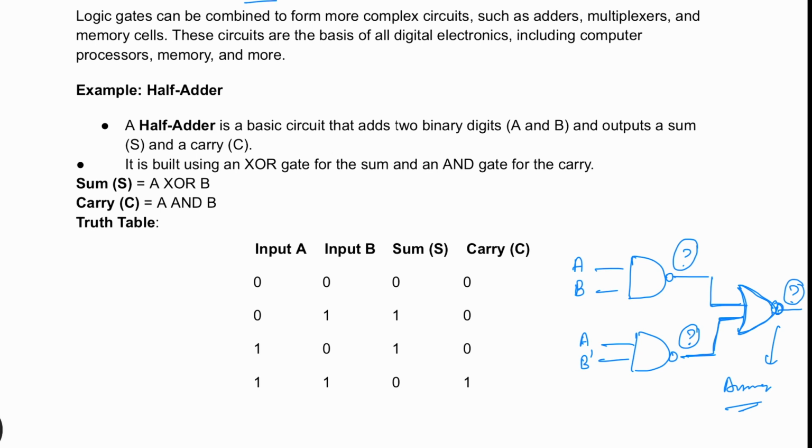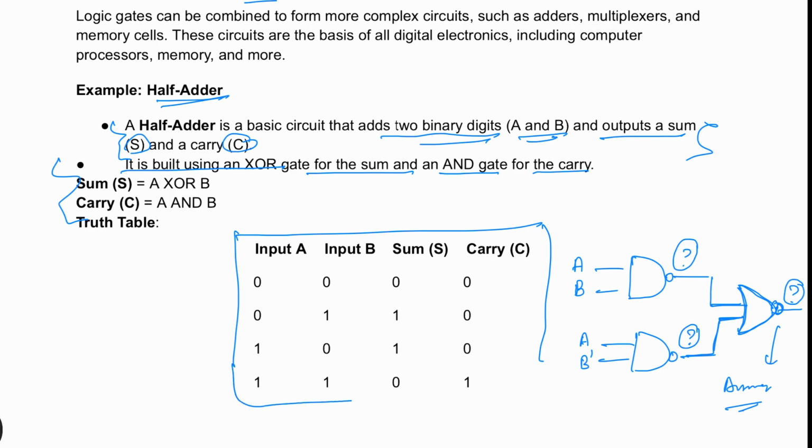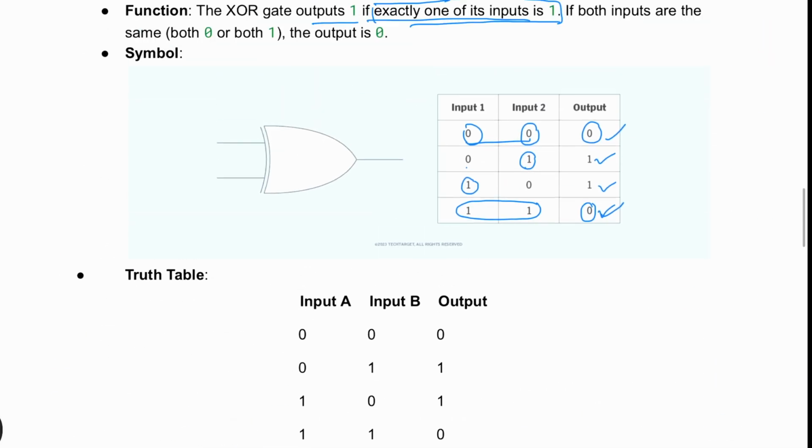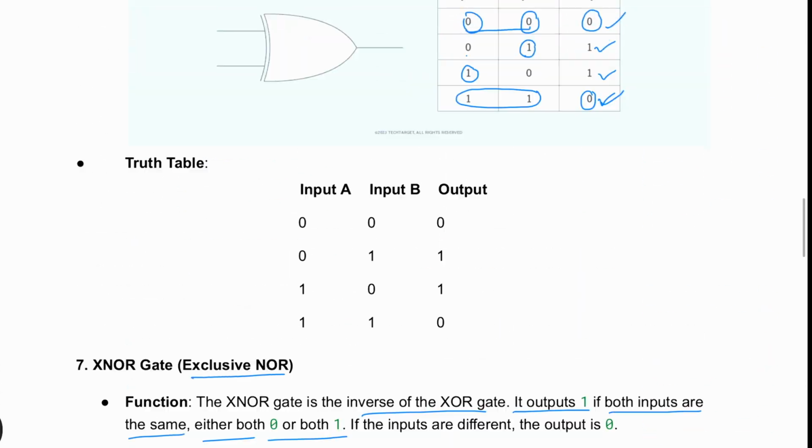There's one example of a combination of logic gates, which is a half adder. So what does it do? It's a circuit that adds two binary digits A and B and outputs a sum S and a carry C. It is built using an XOR gate for the sum and an AND gate for the carry. It's not so important, you just need to know what a half adder is, and this is the truth table for the half adder. Till now, you have to just remember these basic gates so that you can solve your paper.